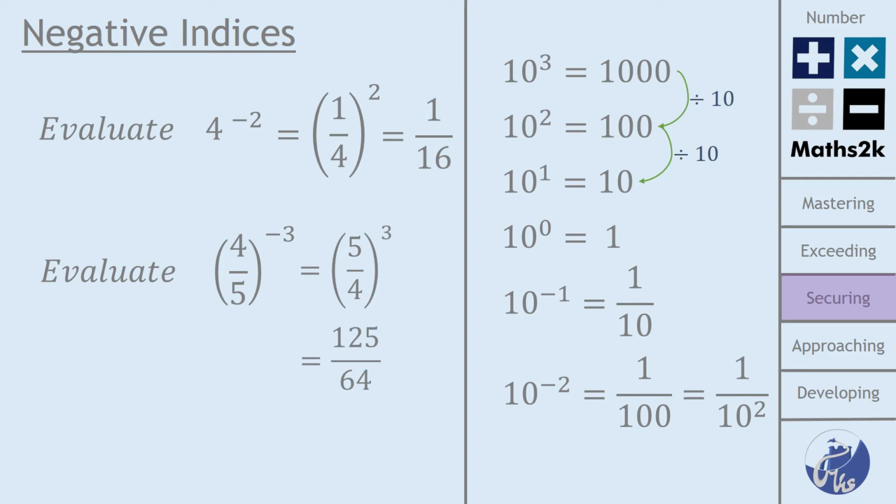So now I'd get 125 over 64, and I could write that as a mixed number of 1 and 61 over 64. There's not been a lot of mark schemes where it's made it necessary to change to a mixed number, but I've decided that I'd prefer it written that way, so I would always do that where I could.